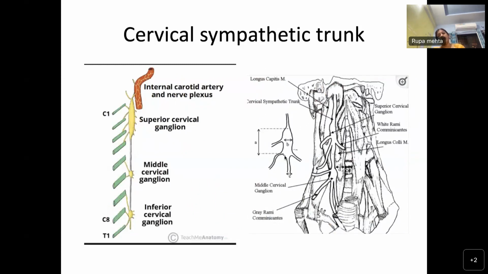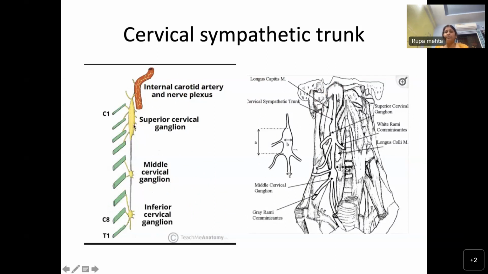Now cervical sympathetic trunk. The sympathetic supply in the neck mainly hitchhikes around the arteries, like the internal carotid arteries and multiple arteries, and there are 3 ganglia: superior cervical, middle cervical, and inferior cervical ganglia. Now middle cervical at times is absent. Inferior also at times joins with the first thoracic to form cervicothoracic ganglia.